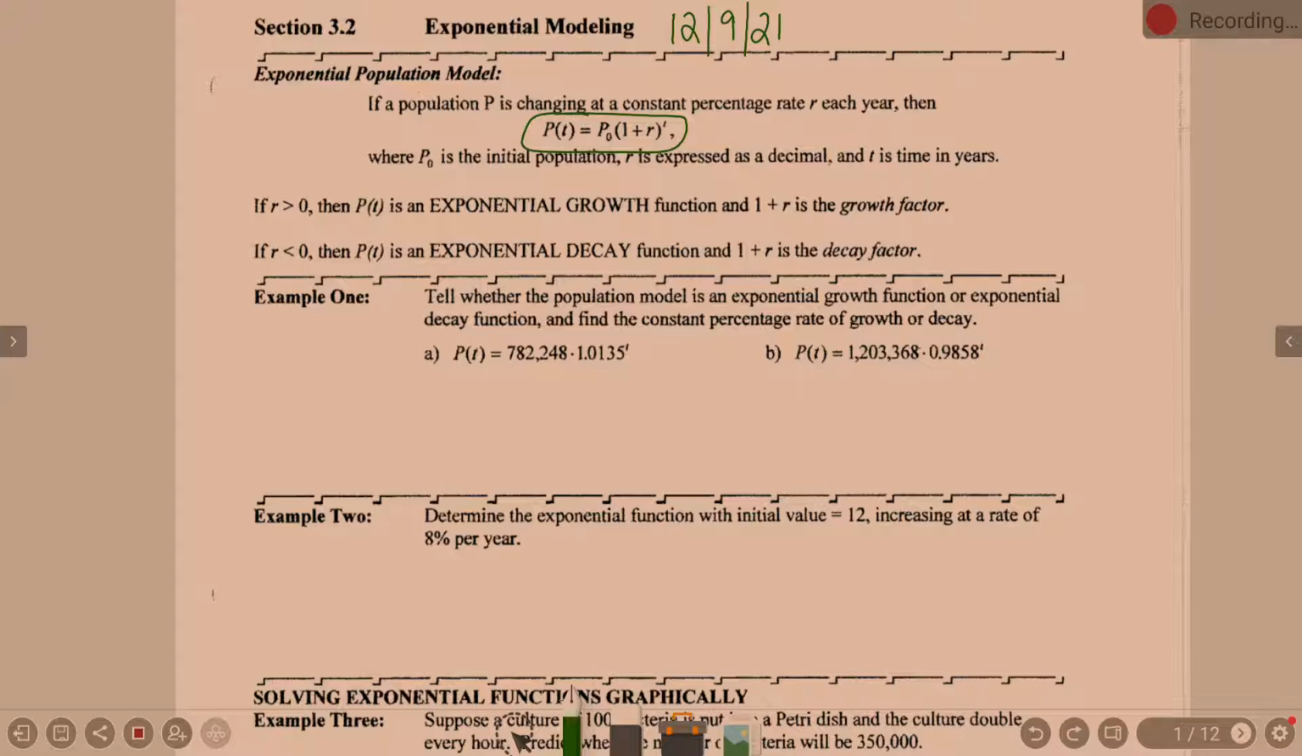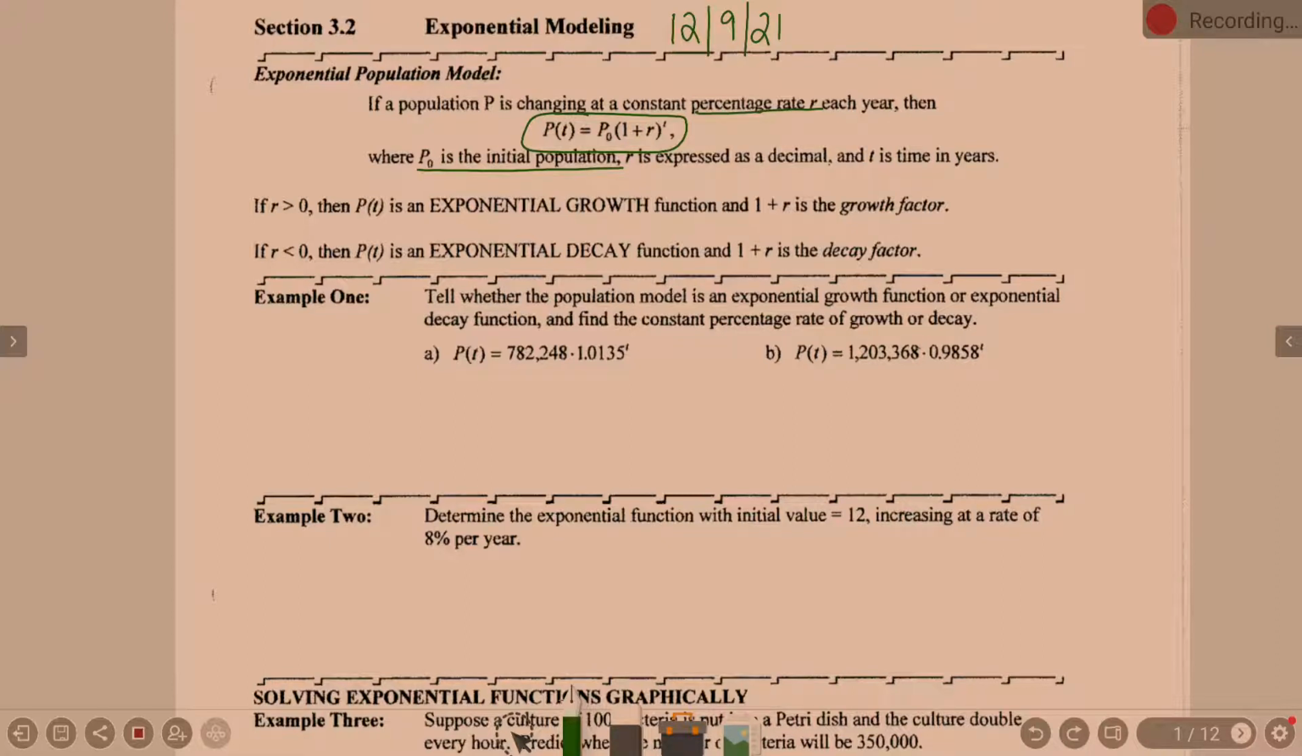Now, notice R is the constant percentage rate. P naught, P of 0, P0. I'm trying to think what other people say. But basically, what I call P naught is your initial population. Population at time 0. Or in other words, the value when x equals 0. So P naught, P0 is initial population.